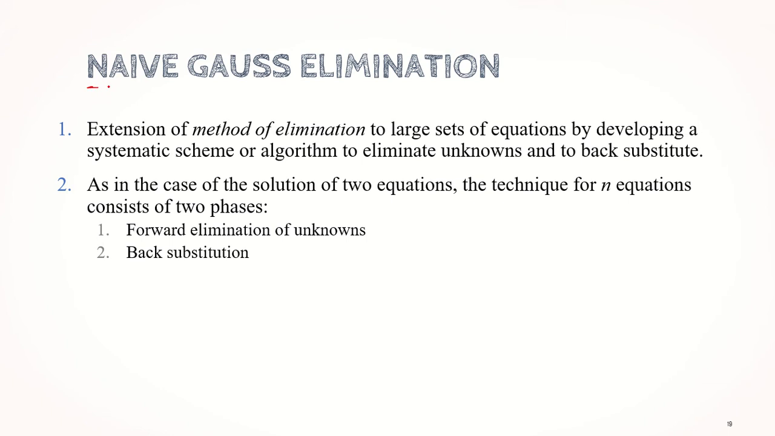So why do we call it naive Gauss? The word naive here means that it does not avoid the issue of division by 0. By using naive Gauss elimination, we can actually encounter the problem where we divide a certain set of equations by 0.